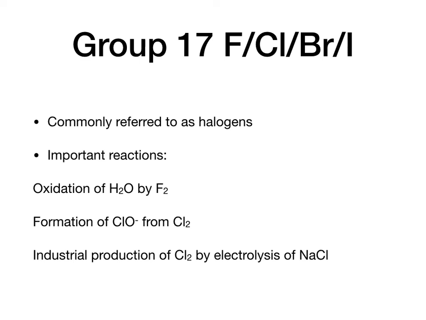And finally, there's the industrial production of chlorine gas by electrolysis of sodium chloride solution. In this reaction, sodium chloride and water, under the driving force of electricity, produce chlorine gas and sodium hydroxide. And both products, chlorine gas and sodium hydroxide, are industrial commodities.